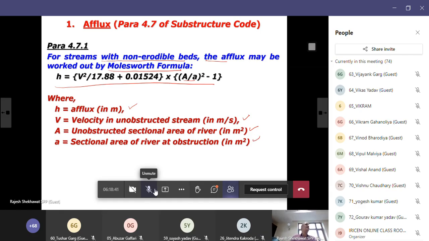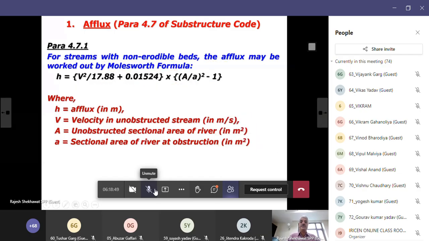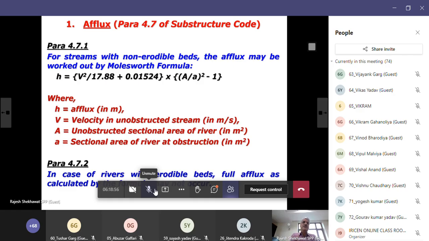So with obstruction, what is the net area? Without obstruction, what is the gross area? We already do this calculation for finding V in depth of piers. From there we can use it, and we can calculate afflux by using Molesworth formula. And then I told you, this is logical. It says in para 4.7.2 that in case of rivers with erodible beds, full afflux as calculated by formula may not occur. Some energy will go in scour, so you can, if you want, reduce the afflux there suitably.